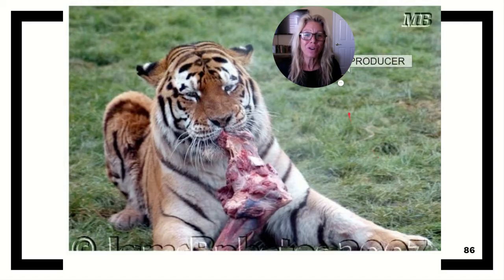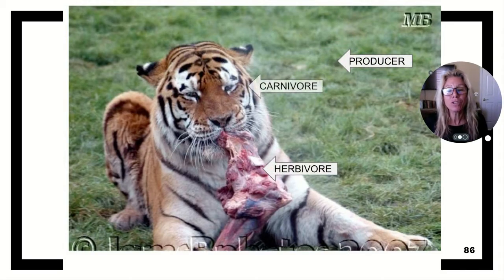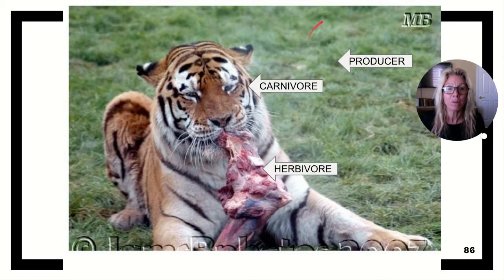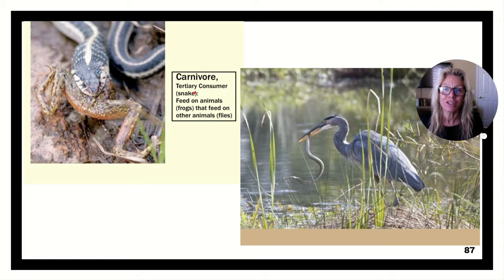Sorry, let me click on this for you. You have producers, you have it represented here with your plants, and here you have part of an herbivore, and here you have a carnivore. If something ate this top predator, right, then it could be a tertiary consumer. Here's a better example. Here's a snake. It's a tertiary consumer who eats a frog, who is a secondary consumer, who might eat a fly, who is a primary consumer. Depending on what this snake eats, you could either be a primary, secondary, or tertiary.